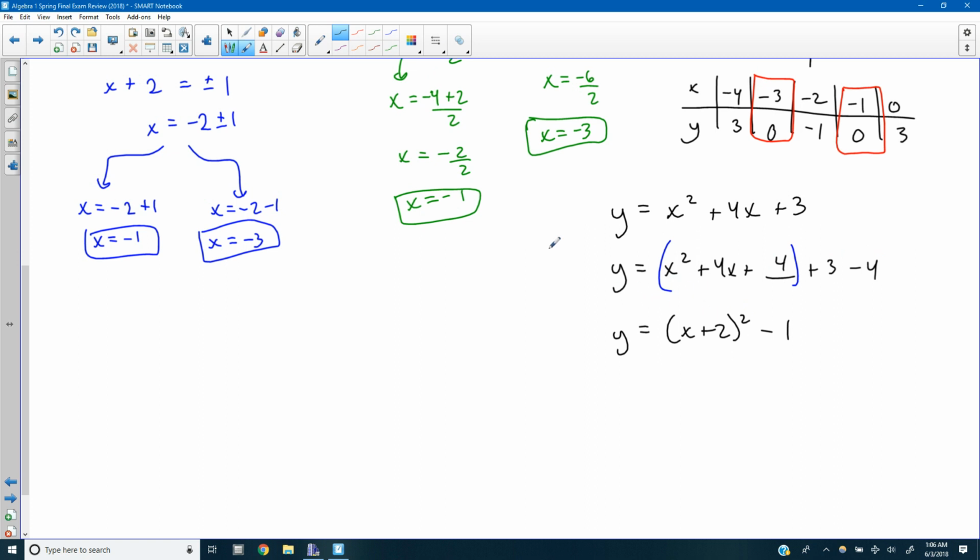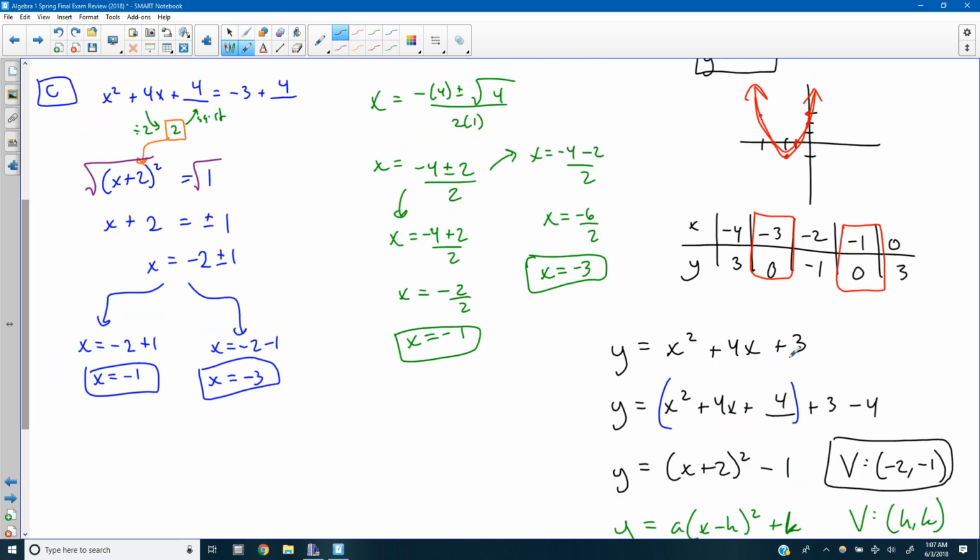So this is your vertex form. What it does is it reveals your vertex. Here's what the vertex form actually looks like. a times (x minus h) quantity squared plus k, where the vertex is at h comma k. So this says x minus h, this says x plus 2. The only way that could happen is if you're subtracting a negative 2. That means your vertex is at negative 2 comma plus k, minus 1, negative 1. So there's your vertex.